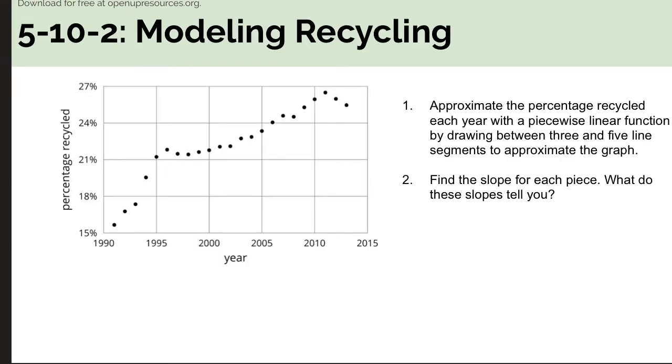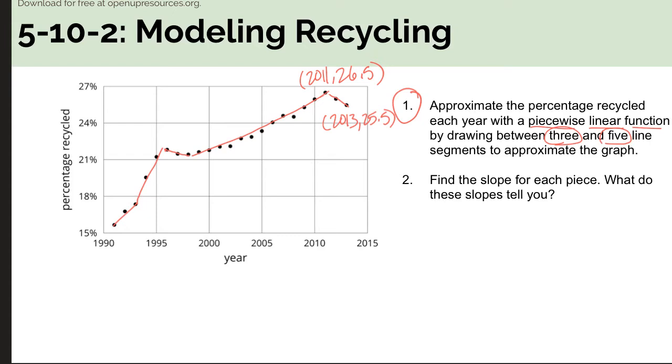Okay, first thing I want you to do on this problem is just number 1. You're going to be approximating the percentage recycled each year with a piecewise linear function by drawing between 3 and 5 line segments to approximate the graph. So go ahead, do that, and start again when you're ready. Okay, you can see how my piecewise function ended up. I ended up with 1, 2, 3, 4, 5 pieces. It can be different. The goal is just to model the data as best we can.